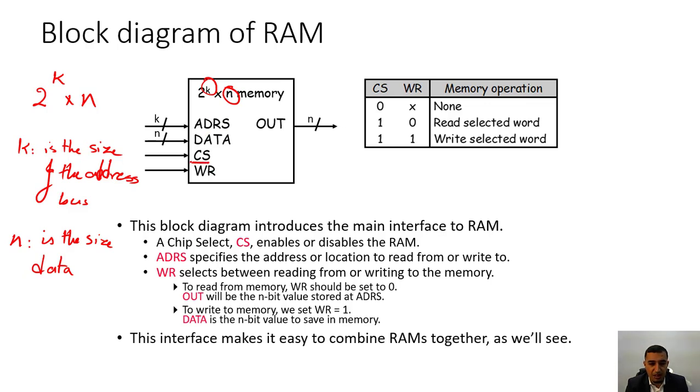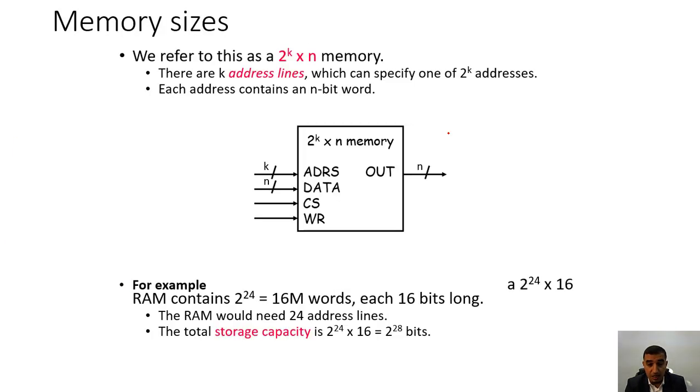Of course, we have the chip select and WR. Chip select is to select the chip. If chip select is 0, then nothing will happen. If chip select is 1, the functionality will depend on WR, which is write. If it is 1, then we write to the RAM. If it is 0, then we read from the RAM.